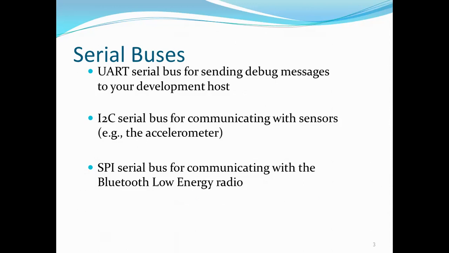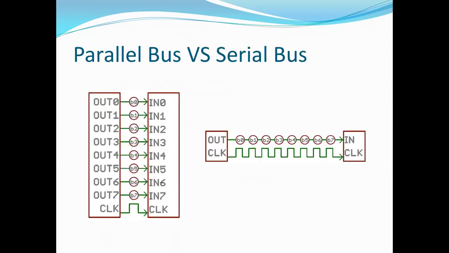The UART, asynchronous transmission, is a serial bus for sending and debugging the messages. The I2C serial bus is for the communication with the sensor, for example the accelerometer. The SPI serial bus is for communicating with the Bluetooth low energy radio.